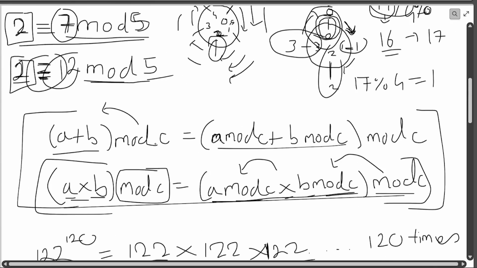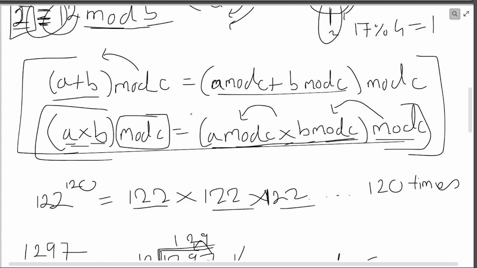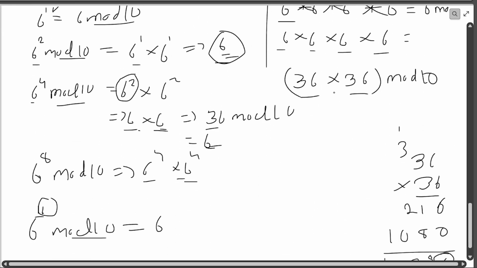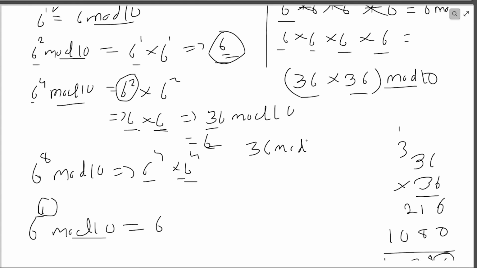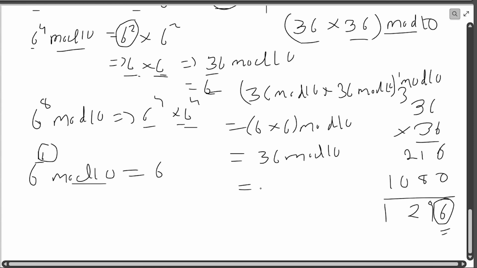But again, whenever you're using mod, always remember to use these properties. So you know that 36 into 36 mod 10 is also just 36 mod 10 into 36 mod 10, which is just 6 into 6 mod 10. So there is also a whole mod 10 over here. So this whole mod 10 gets us 36 mod 10, and finally you get 6 as the answer.